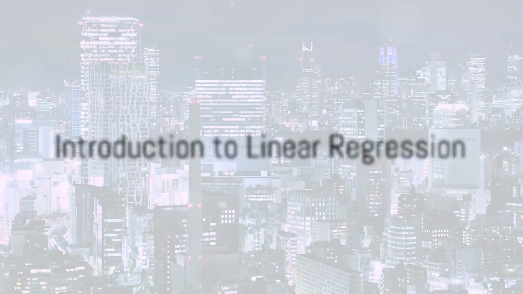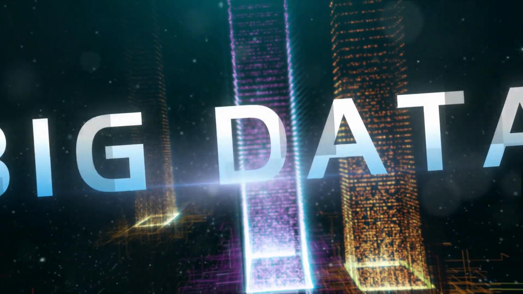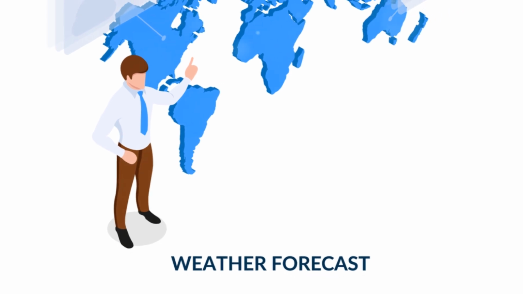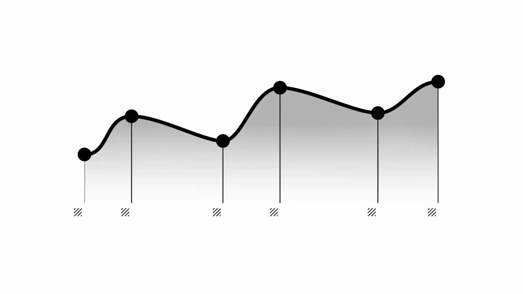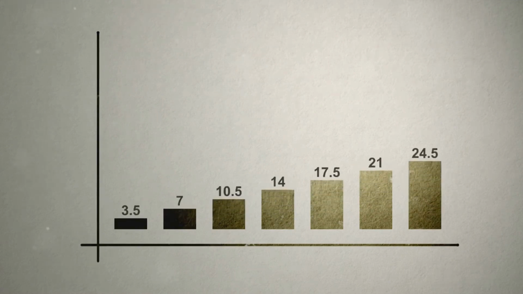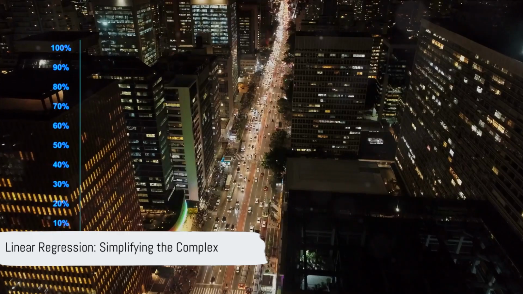Have you ever pondered over how predictions are made in machine learning? How do computers learn to predict house prices, predict stock market trends, or even forecast weather patterns? The secret lies within a concept called linear regression. Now, you might be thinking, that sounds complex, but it's actually quite straightforward.